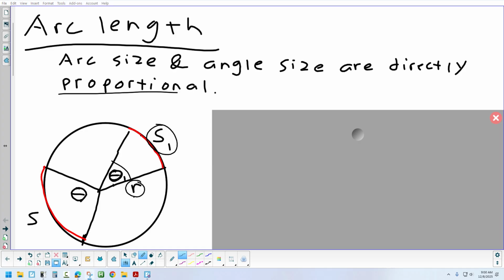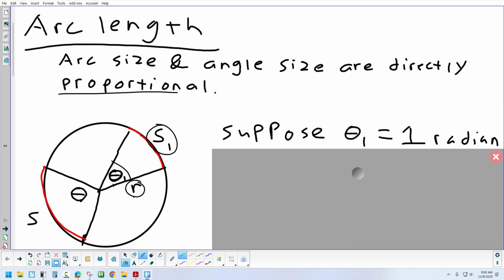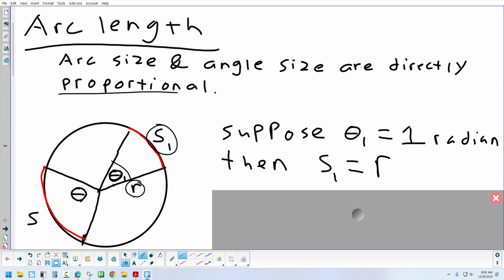Okay, so did anybody figure out how big that angle has to be to make the arc and the radius match? Yeah, 1 radian. Yeah, it has to be 1 radian. Okay. So let's suppose that angle is 1 radian. Then we know the arc and the radius match.